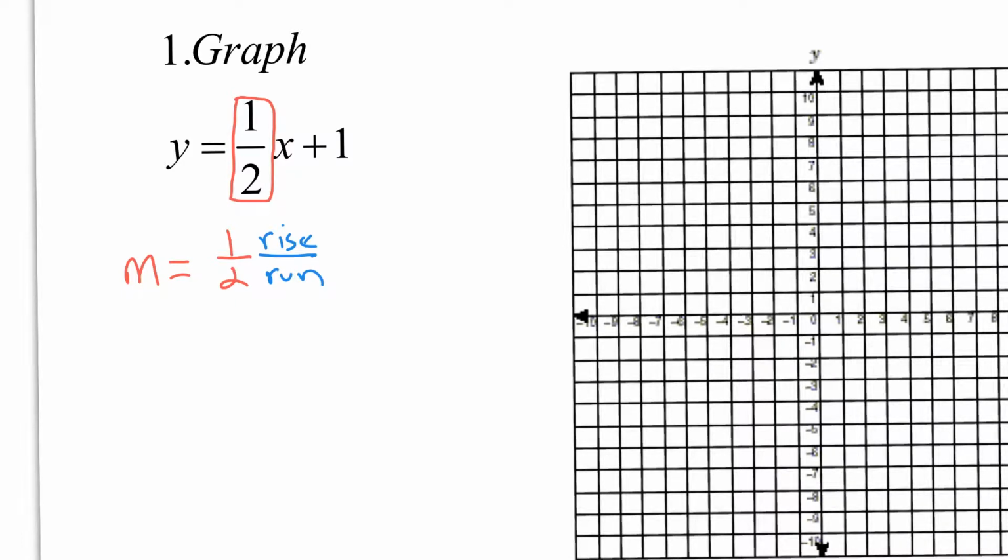What does it mean? Well, rise, you notice, is a positive 1, so you will go up 1, and run is positive, so you're going to go 2 to the right. Now, from where do you go up and then 2 to the right? That's where the y-intercept comes in. The y-intercept is the number after the x. So I'm going to put b equals positive 1. This is where you start graphing the line, your y-intercept.